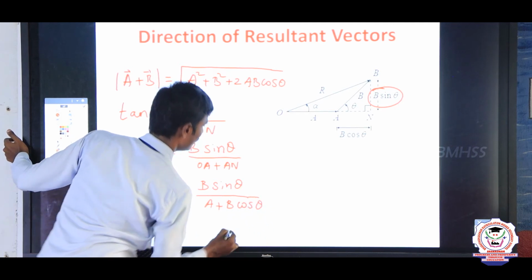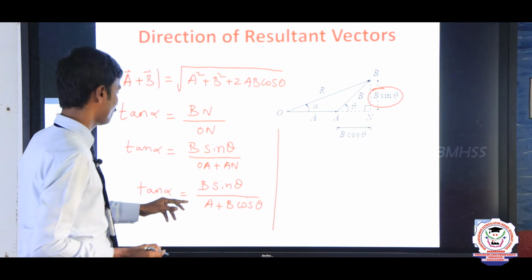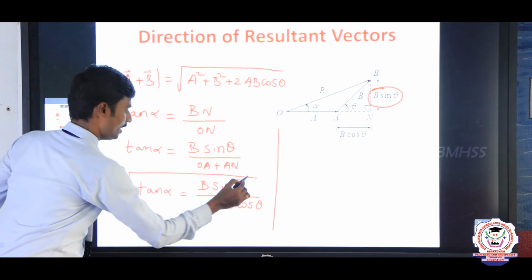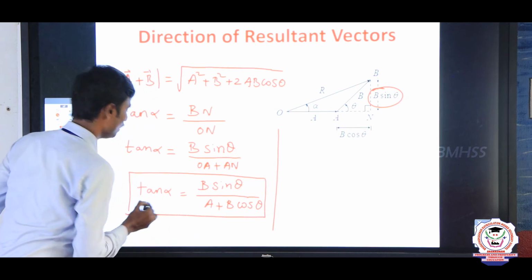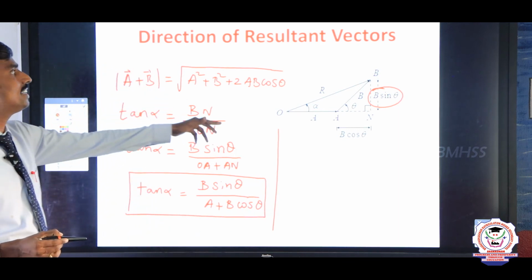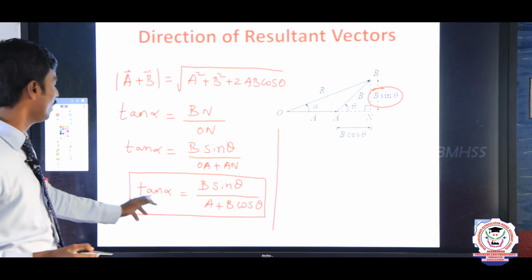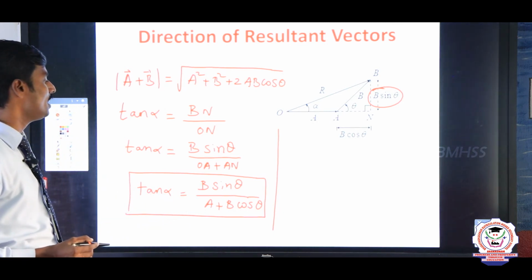Okay, see, the next one is, tan alpha equal to b sin theta by a plus b cos theta. This is the direction of the resultant vector. Final expression for direction of resultant vector: tan alpha equal to b sin theta by a plus b cos theta.